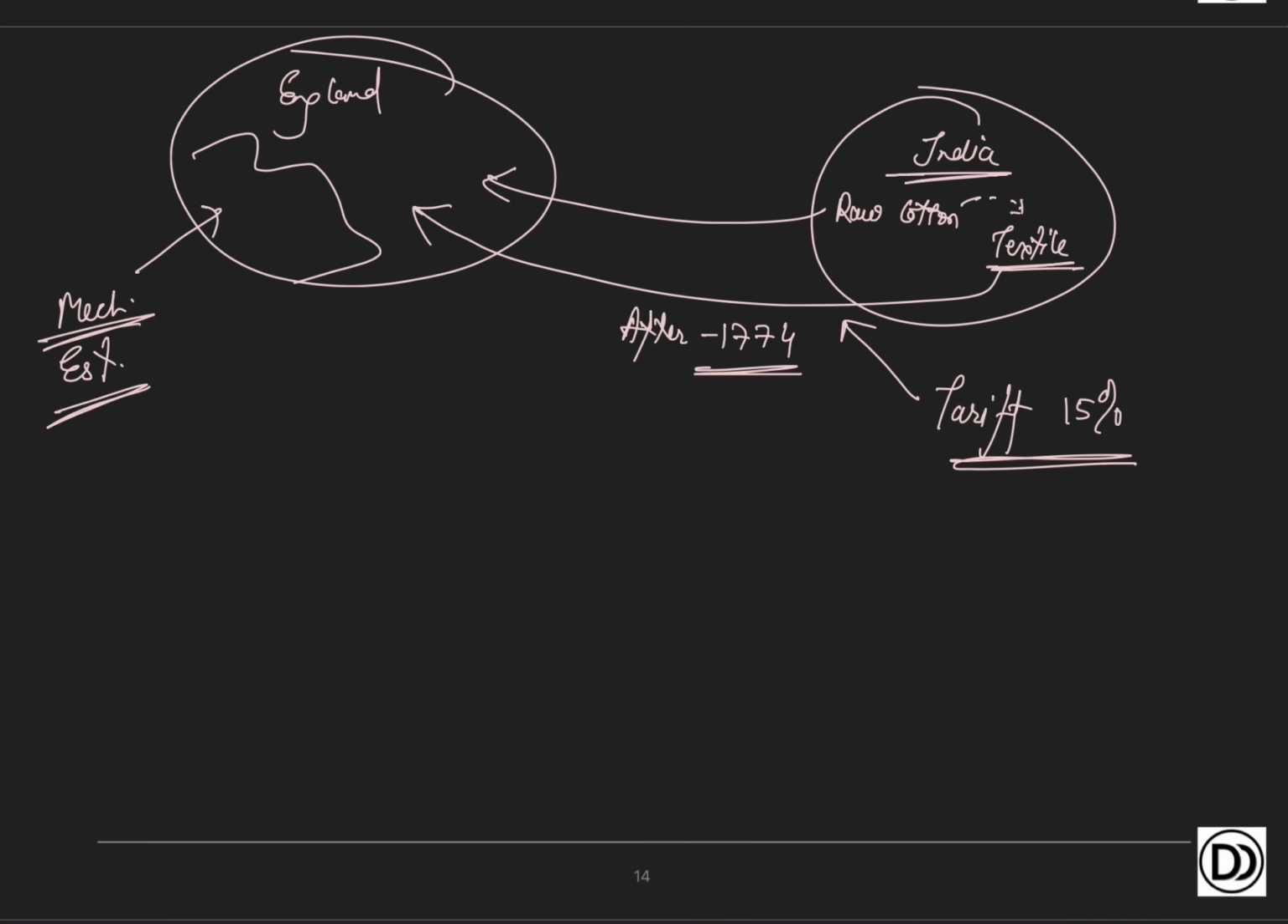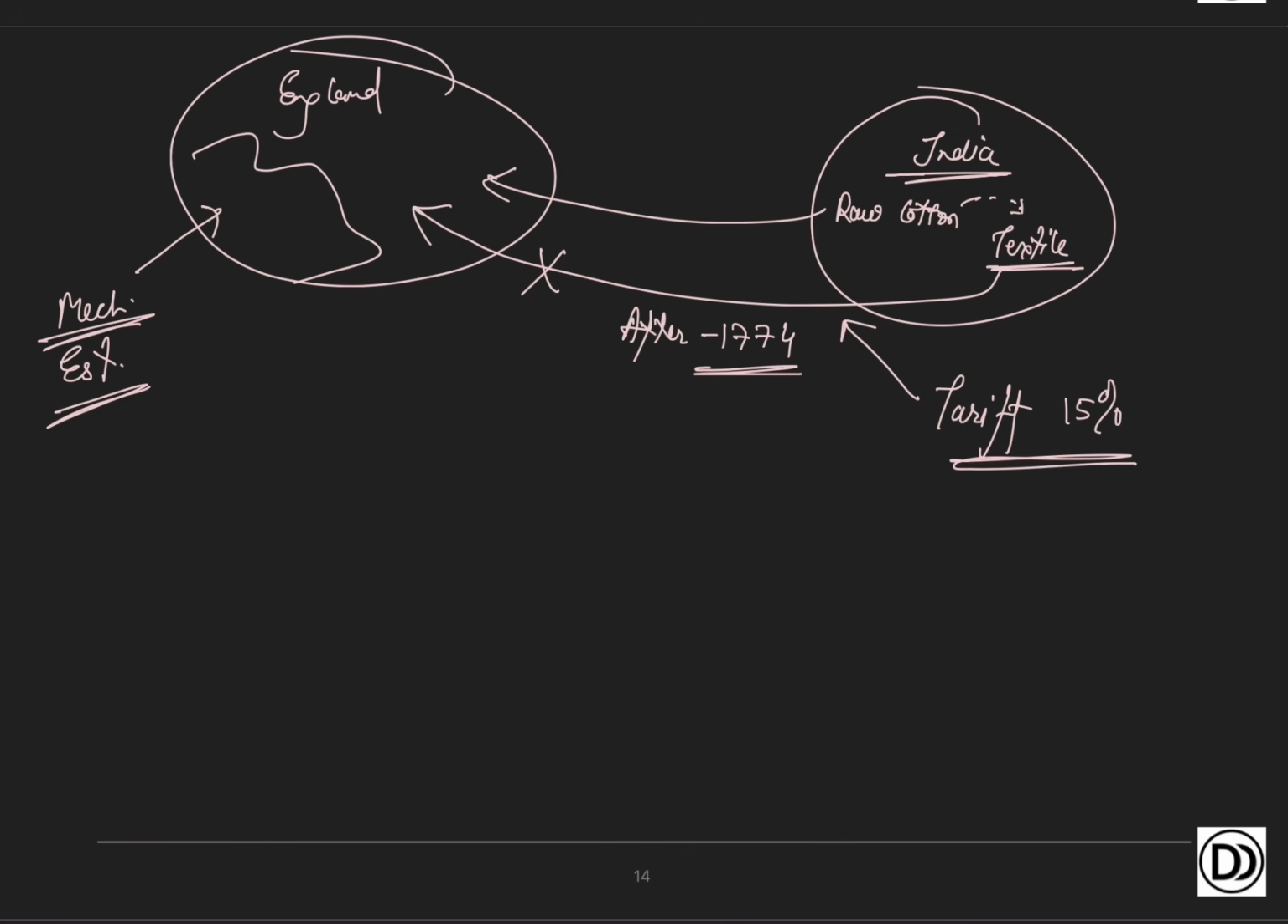At this point, the Indian textile industry is not mechanized. England's textile industries are mechanized. They can produce cheaper, they can produce faster. And when Indian textile reaches England with a 15% tariff, the prices are so high that nobody would want to buy Indian textile in England. So even after the abolition of Calico Acts in 1774, Indian textile manufacturers were not able to compete in this export business.